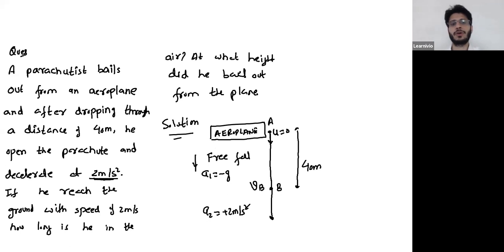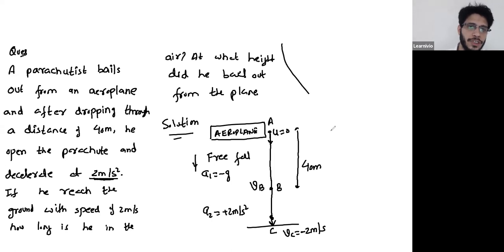That's 2 meters per second square. This is 8. And he strikes the ground with some velocity. If I call this C, then velocity at C is 2 meters per second. So should it be plus 2 or minus 2? It should be minus 2 because motion is in downwards direction. We will solve this numerical in parts.